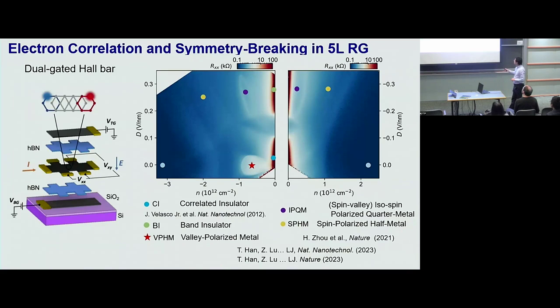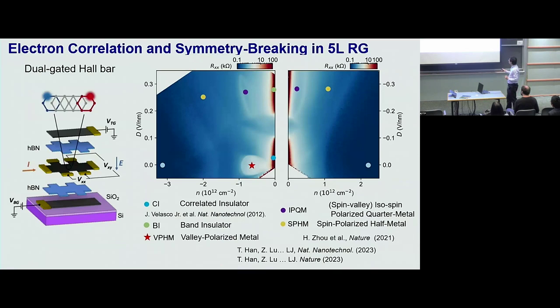So let me point out several things. At zero displacement field, zero charge density, as if you are doing nothing using your gate, the band structure calculation tells you there's a big density of states, so you think it may be a very good metal, but the experiment tells you it's a very, very good insulator here. That tells you the band is so flat, it's already gapped out at zero energy.